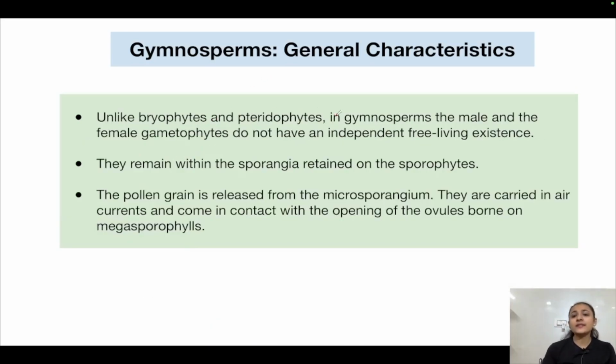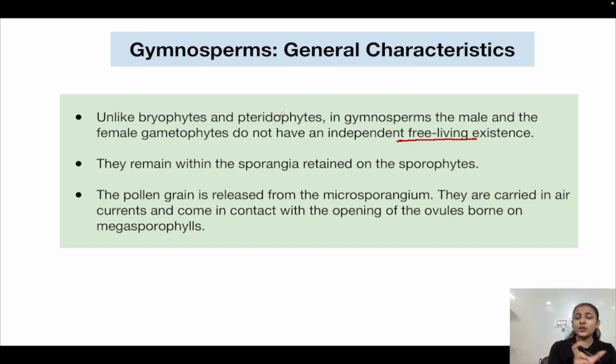Now, unlike bryophytes and pteridophytes, in gymnosperms the male and the female gametophytes do not have an independent free living existence. What was it in bryophytes and pteridophytes? The gametophytes, both male and female, were capable of existing independently. In bryophytes the gametophyte was the dominant stage, whereas in pteridophytes what was happening? The sporophyte was dominant, but here the gametophytes were also capable of having an independent free living existence.